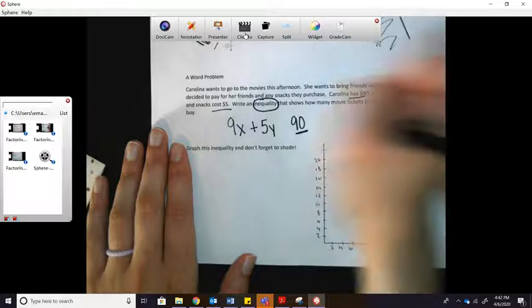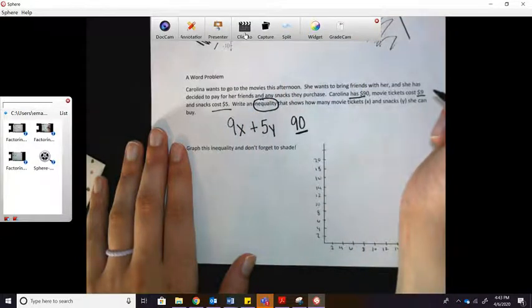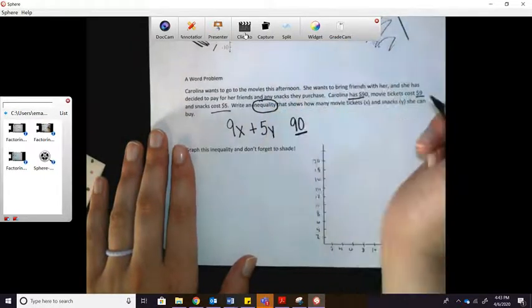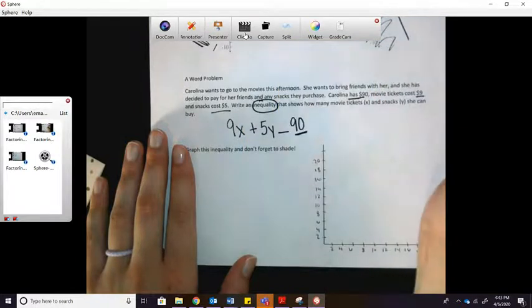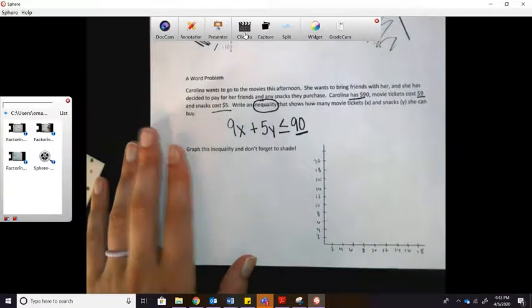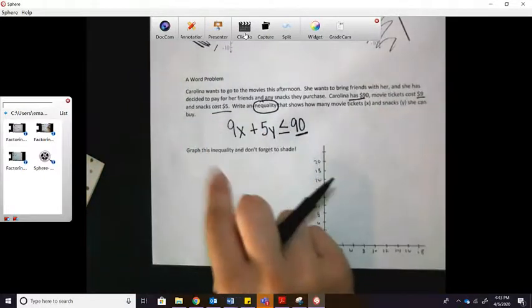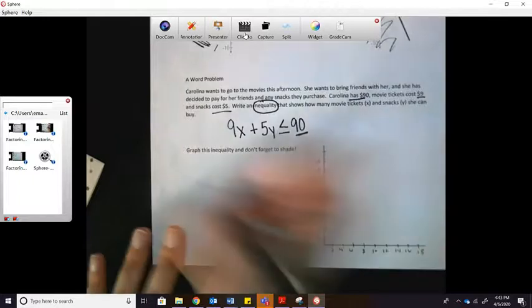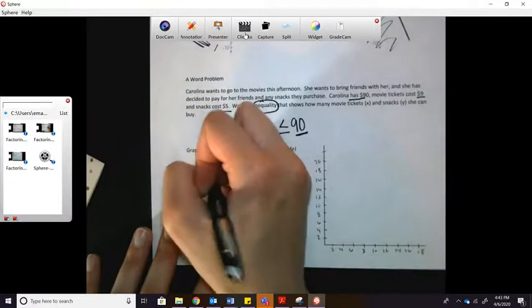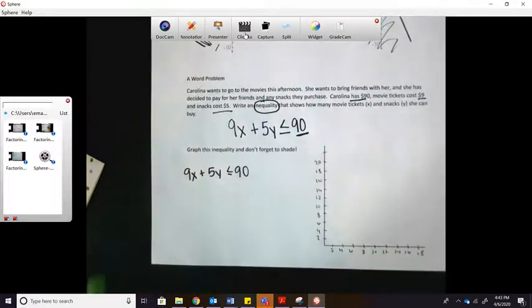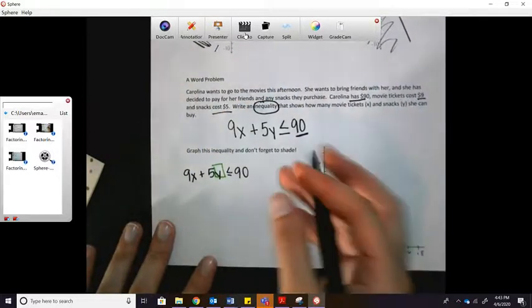So we need to think about what goes in the middle here. We want to be under $90. We can be equal to it, but we want to be under it. So I'm going to put a less than or equal to. So we're going to go ahead and we're going to graph this now. This is in standard form, like I said, so we need to convert it to general. So in order to convert this to general form, I need to get my y by itself. If I am doing that, I need to move everything over but the y.